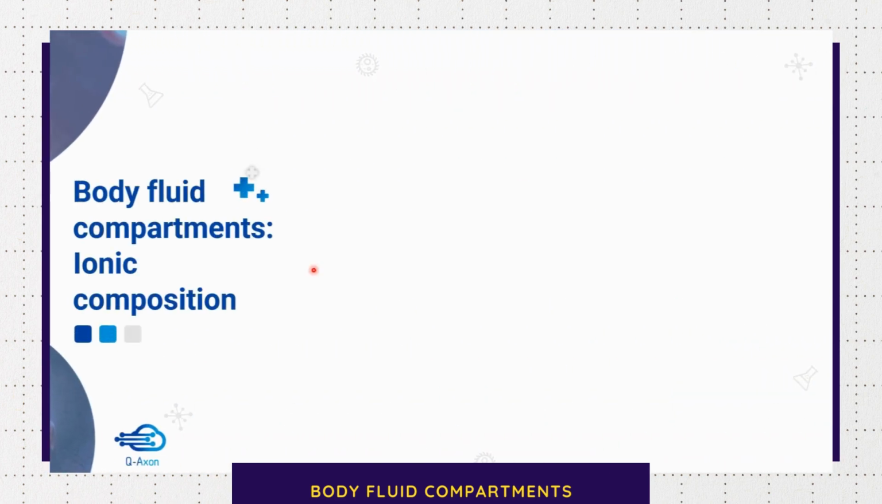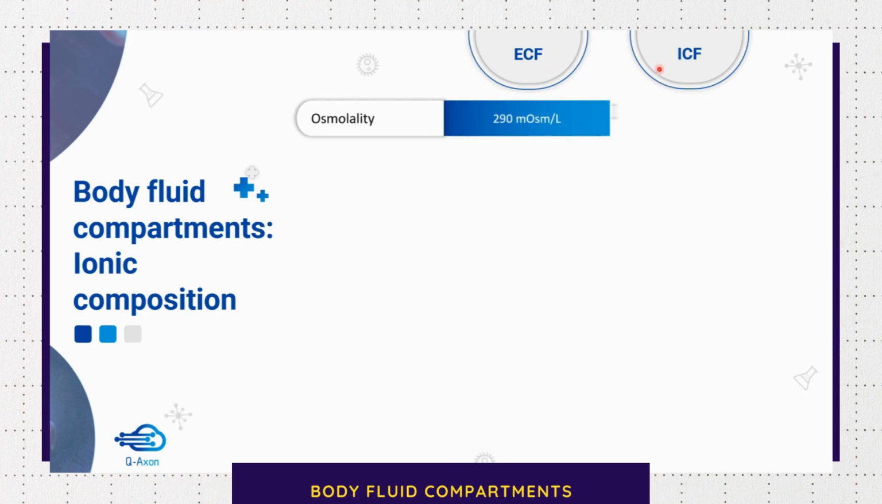Now, what is the ionic composition of various body fluid compartments? Majorly we have to see the differences between extracellular fluid and intracellular fluid. Here we are not considering the differences within the extracellular fluid compartments, that is the interstitial space and plasma, because these ions can freely move between these spaces, right? So what are the differences and some similarities between ECF and ICF? Well, osmolality, if you see, is almost the same. It is around 290 milliosmoles per liter.